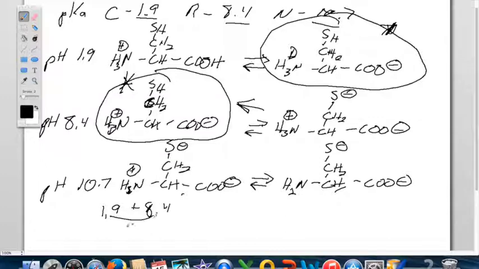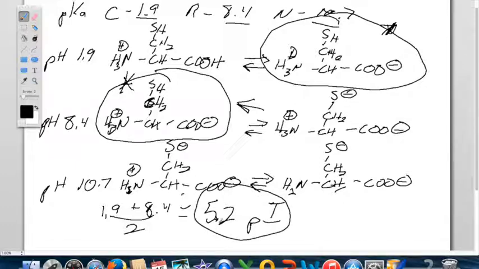So when the pH is halfway between 1.9 and 8.4, let me punch that in my calculator, 1.9 plus 8.4 divided by 2, we get 5.2. So at a pH of 5.2, all of the cysteine molecules should be in their net zero form, or their uncharged form. So we say that this is the isoelectric point for cysteine. Okay? So we should be able to do that for any of the amino acids. So practice a few of them and be sure you get the hang of it.